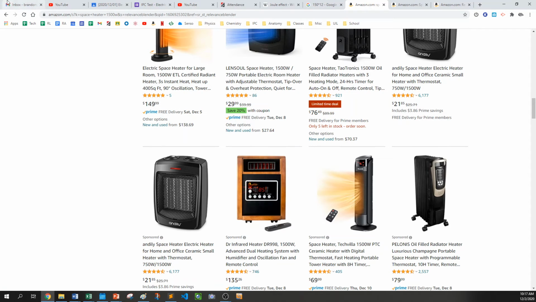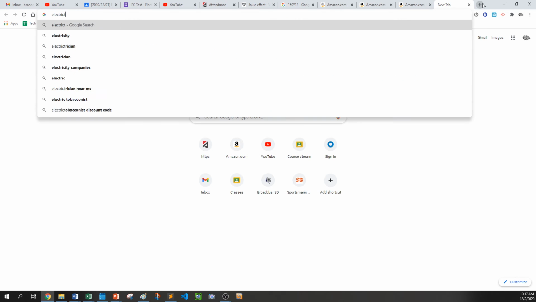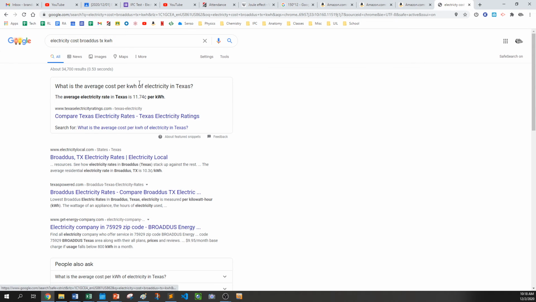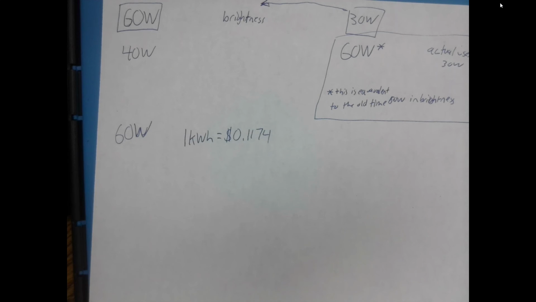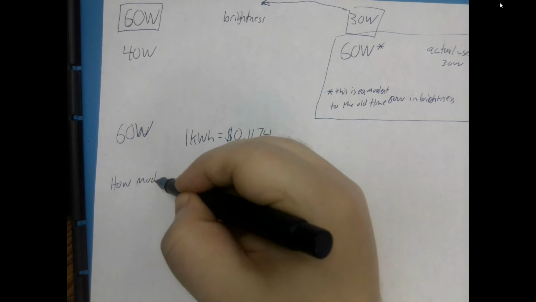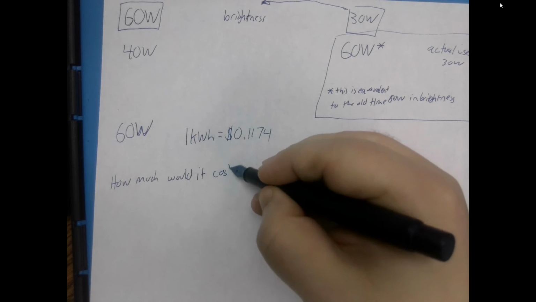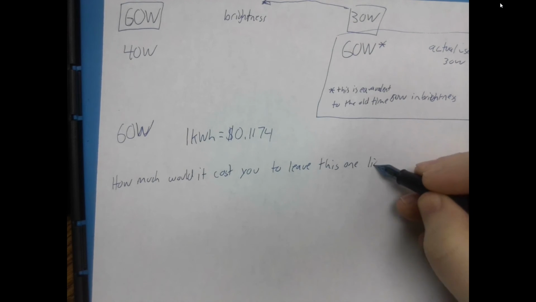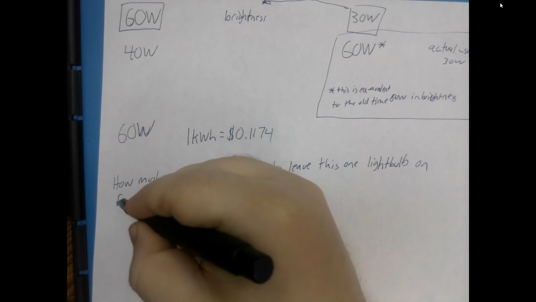And let's look up online electricity cost, East Texas, kilowatt hours. I think it's 11.74 cents. So 1 kilowatt hour is equal to 0.1174 dollars. How much would it cost you to leave this one light bulb on for a full year?